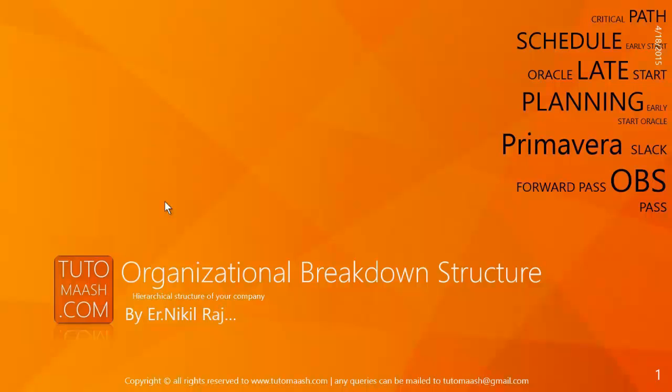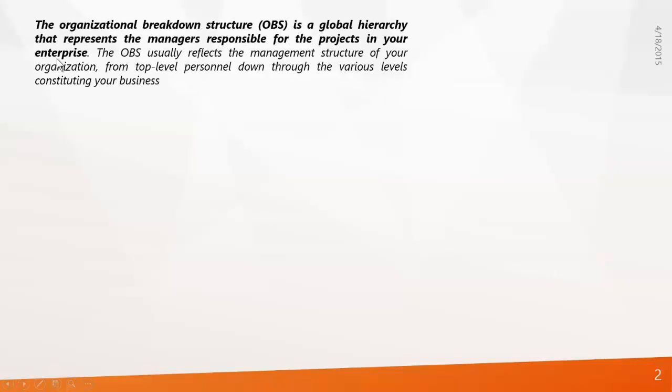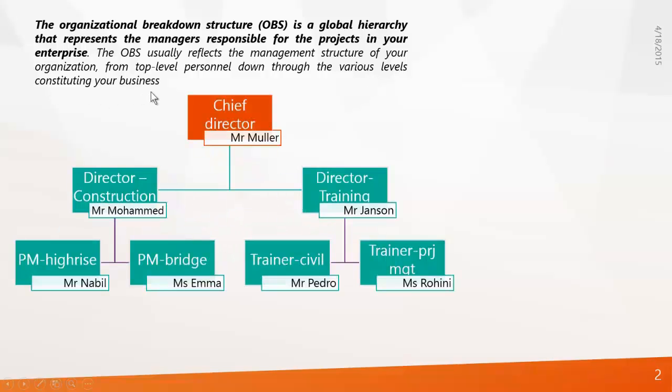Today we're gonna discuss the lesson Organizational Breakdown Structure, or OBS. The Organizational Breakdown Structure, or OBS, is a global hierarchy that represents the managers responsible for the projects in your enterprise. The OBS usually reflects the management structure of your organization from top-level personnel down through the various levels constituting your business. Here is an example for OBS.